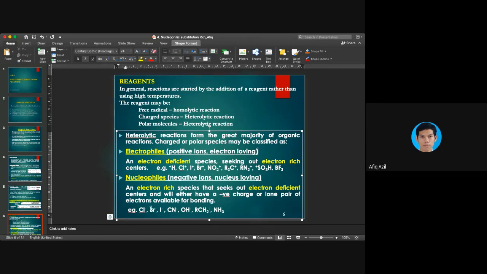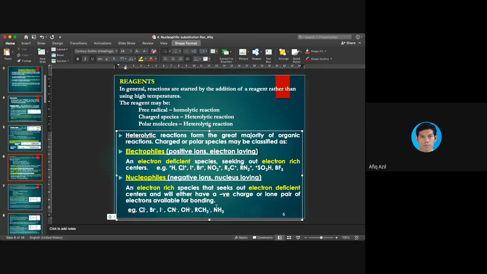Okay, so this one you have group 17 ions, chloride ion, bromide, iodide, and this is cyanide ion, C triple bond N. This is hydroxide ion, OH minus, alkyl with negative charge. But this one, ammonia, is not negatively charged, but it contains a lone pair, one lone pair on the nitrogen.